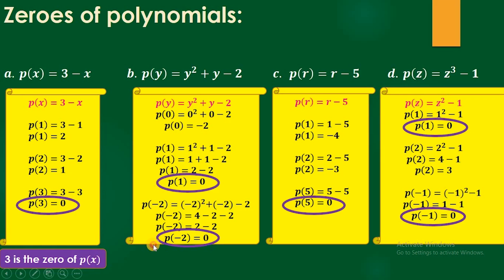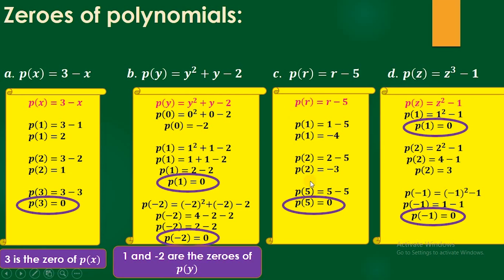And in the second case, we can write 1 and minus 2 are the zeros of p of y, because if I put y equal to 1 it becomes 0, and if I put y equal to minus 2 again it becomes 0. Therefore, these are called zeros of the polynomial.